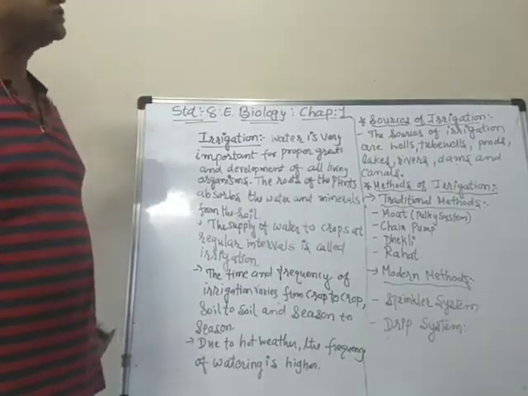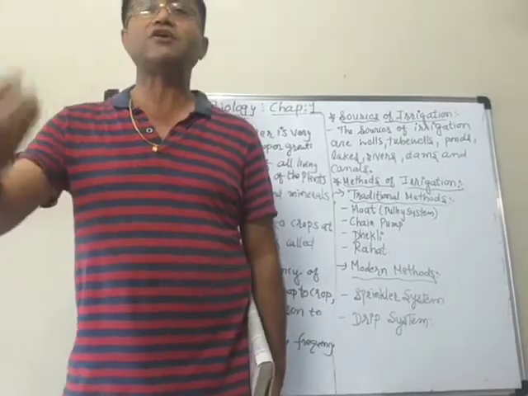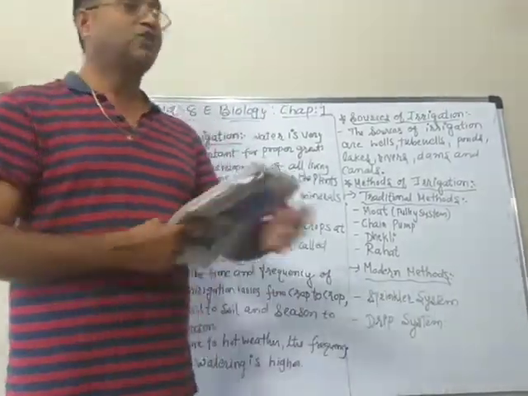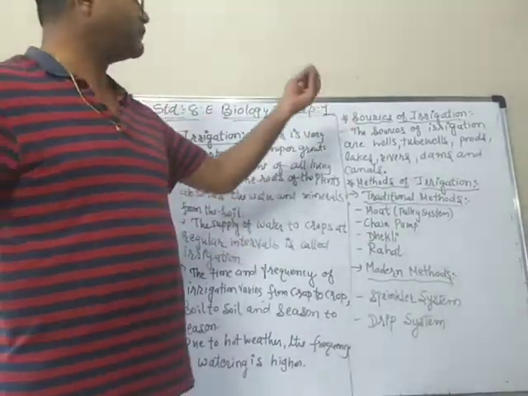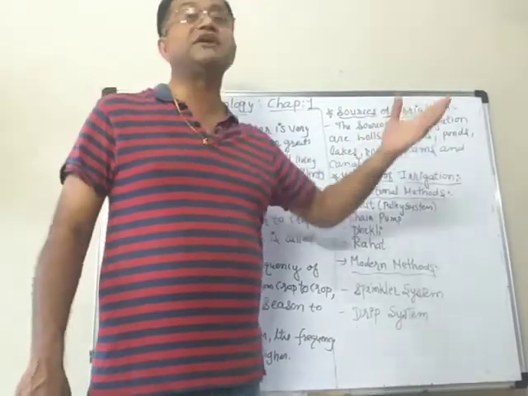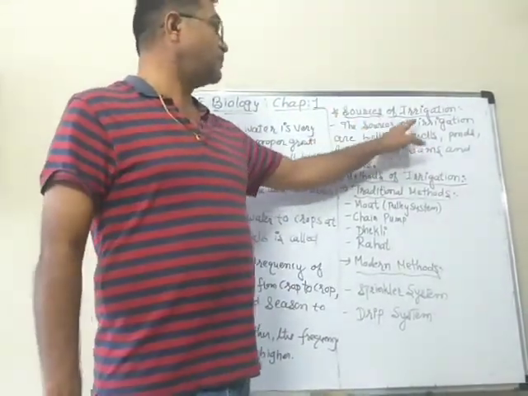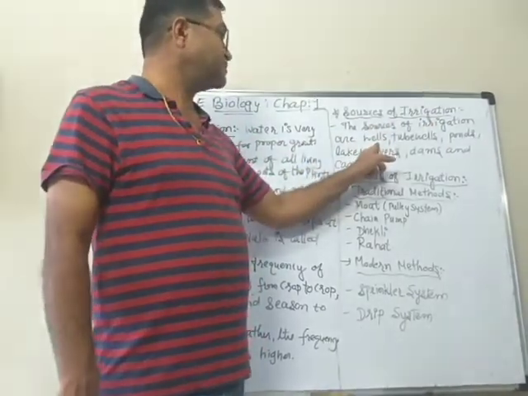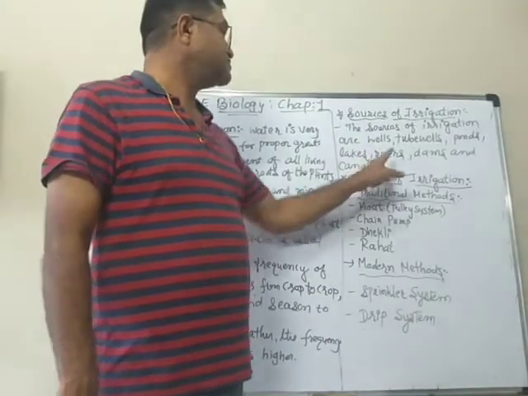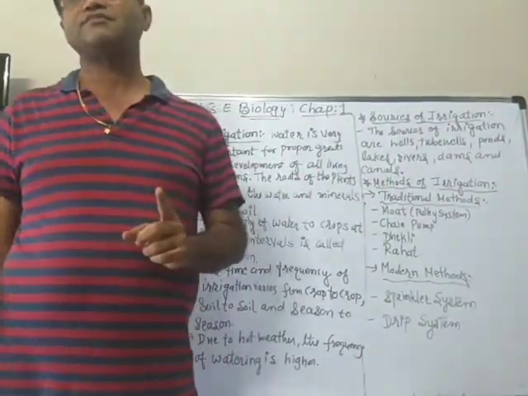So now sources of irrigation, it means from where can we get water for watering the plants. Those places from where we get water are known as sources of irrigation. So which are the sources of irrigation? The sources of irrigation are wells, tube wells, ponds, lakes, rivers, dams and canals.